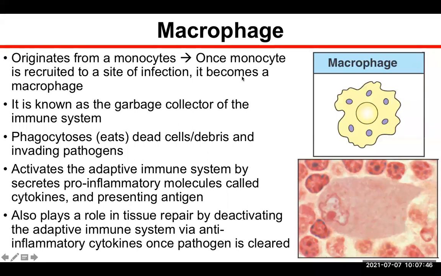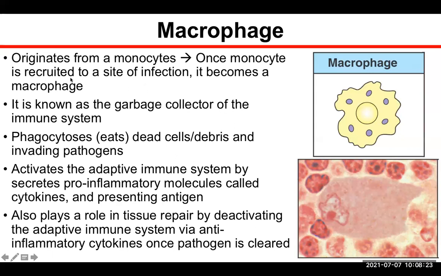Another immune cell that you guys are going to for sure know by the end of this class, because it is very important when it comes to interacting with the adaptive immune system, are macrophages. As I showed you from the lineage diagram a few slides ago, macrophages originate from monocytes. Monocytes are free-floating immune cells in your blood. But once a monocyte is recruited to a site of infection or sees that there's a pathogen present, it ends up differentiating or becoming a macrophage.